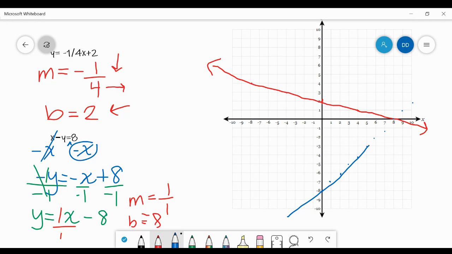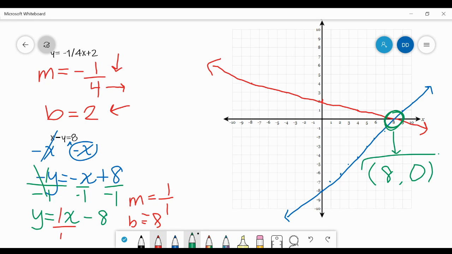Okay, I'm going to connect that. And this is our point of intersection. So be careful here. Remember, x always has to come first. So it's 8, 0, not 0, 8.